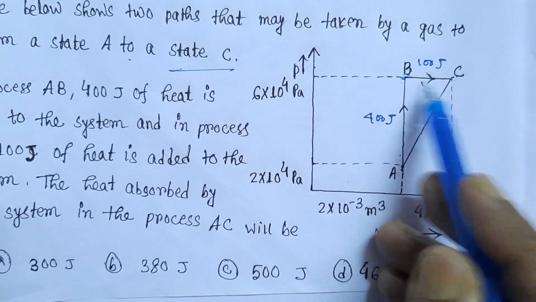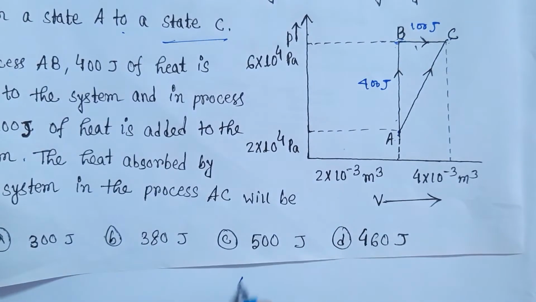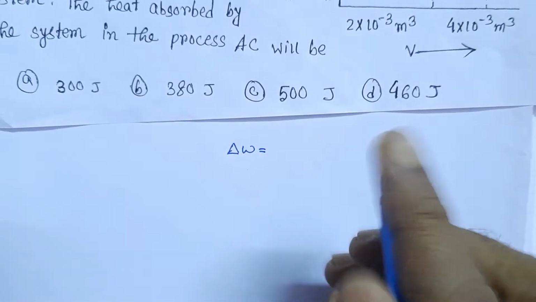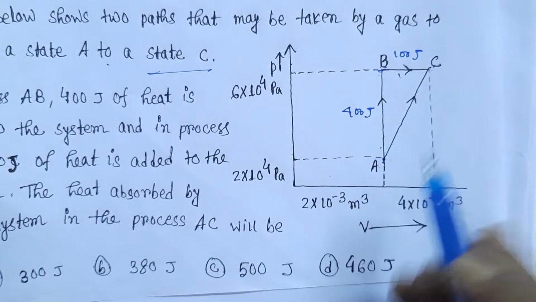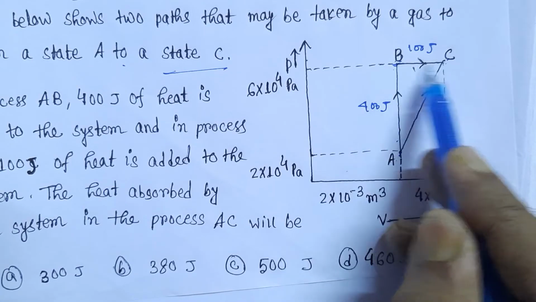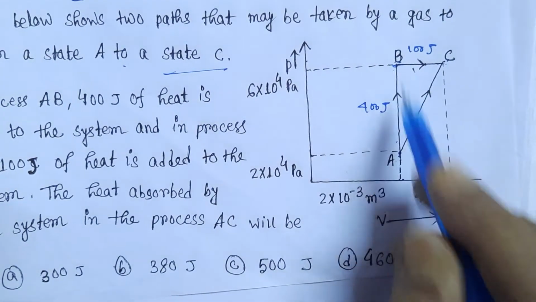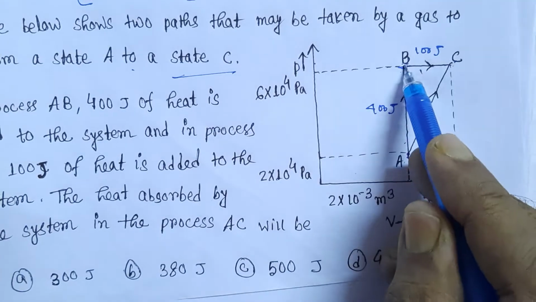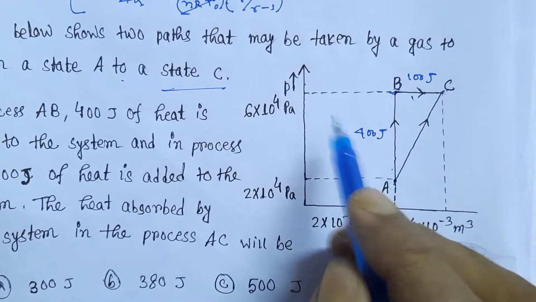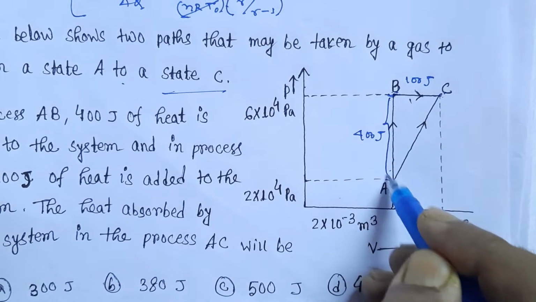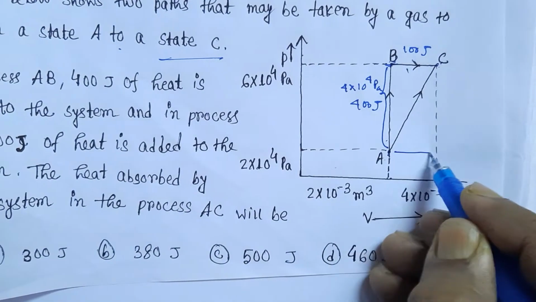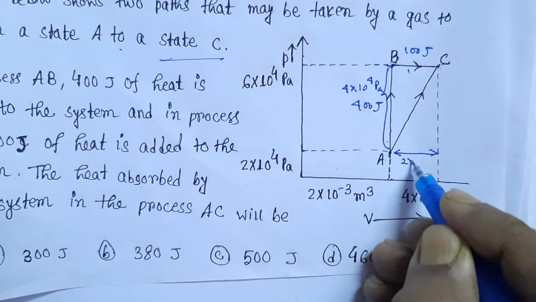So what is the value of work done here? Delta W, work done, equals the area of the triangle. The base is P, and P remains the same, and the volume changes. So the area of the triangle equals half into base into height. That is, delta P equals 4 into 10 to the power 4 Pascal between A and B. And what is the change in volume? 2 into 10 to the power minus 3 meter cube.